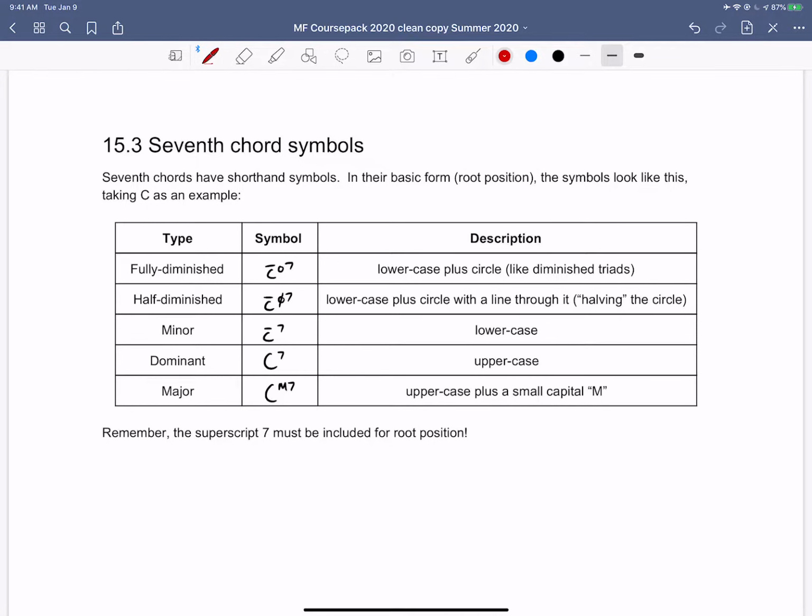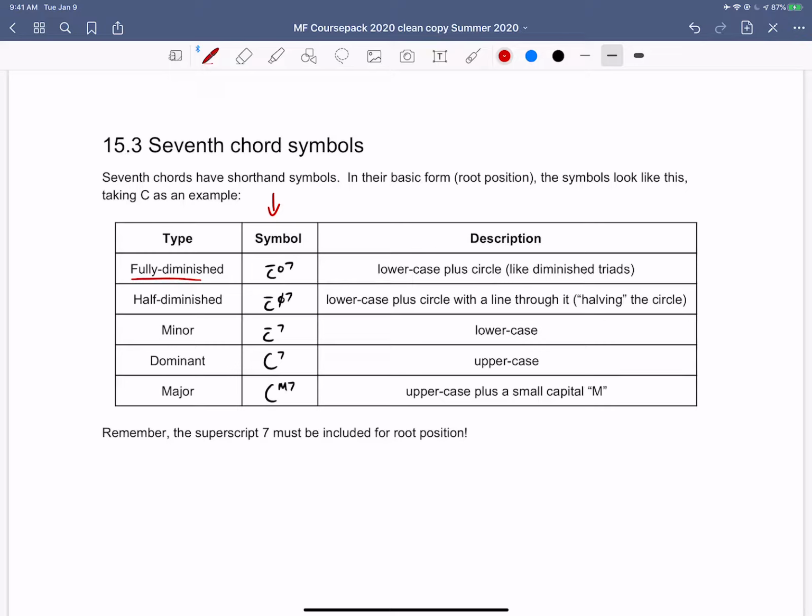Section 15.3, seventh chord symbols. So just like triads, seventh chords have shorthand symbols, and a lot of the elements below will look familiar to you. When seventh chords are in their most basic form, in root position, the symbols look like this if we take C as an example. So let's tackle these one by one.